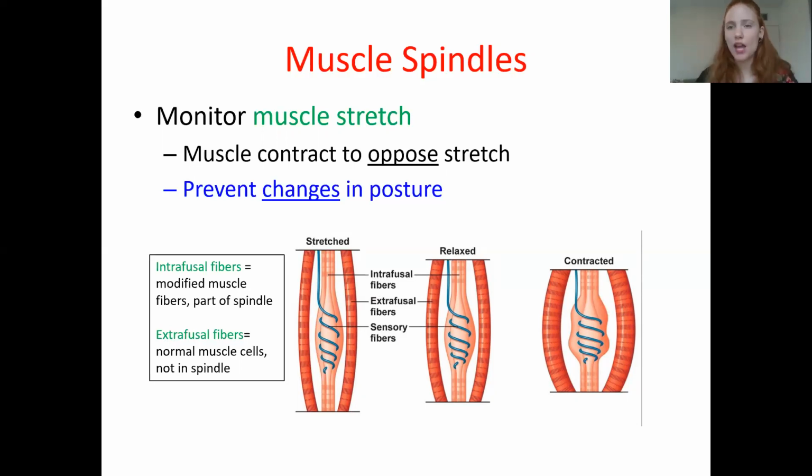And this is how you're able to maintain posture, so that if you're just standing there, you're not trying to move, you can make sure that you stay nice and still, and it helps stabilize your muscles. Okay, and so the muscle spindles help maintain the proper posturing, or muscle tone, if you've ever heard that term before.